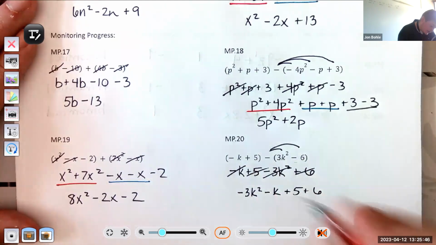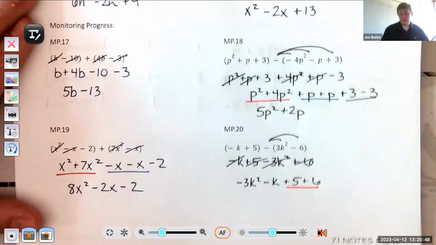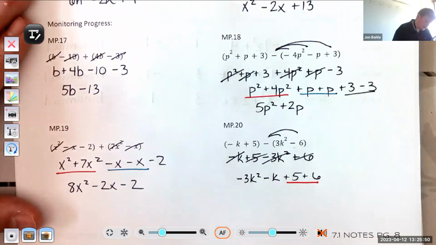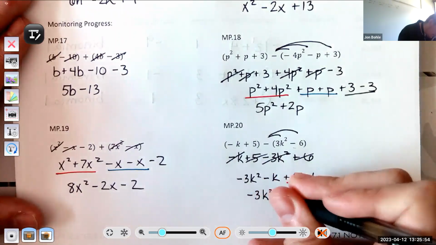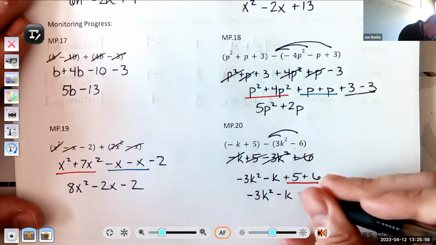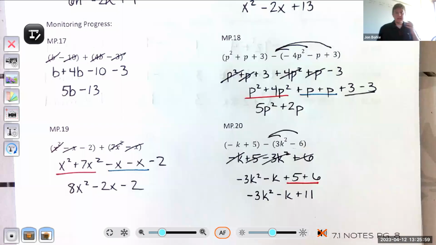Okay, so the only parts that actually can be combined are the constants here, a constant of 5 and a constant of 6. When I add those together, I get 11. So my final answer, -3k squared minus k plus 11. And again, make sure you're writing your answers in standard form, which I've demonstrated now 8 times on this paper of how to do that, highest exponent to lowest.